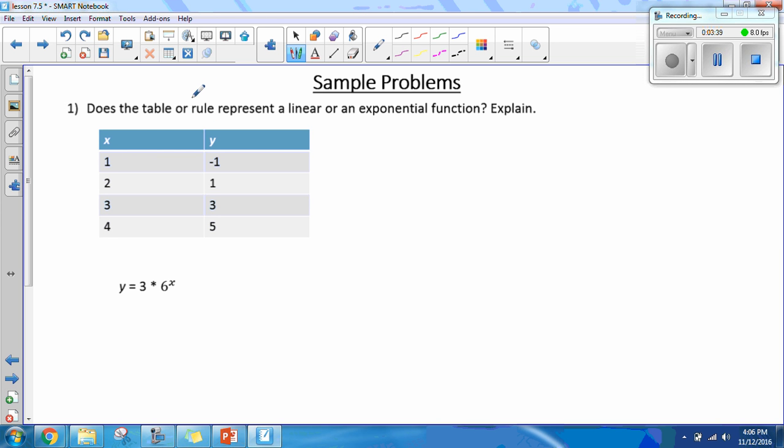Does this table or rule represent a linear or exponential function? Explain. Well, first we need to look at the x values. We have a common difference of plus 1. If we look at the y values, we can tell that to go from negative 1 to 1, and 1 to 3, and 3 to 5, it's really increasing by 2, so that's a common difference, so this one is a linear function. This equation here, however, is an exponential function because it's in the form of y equals a times b to the x power.